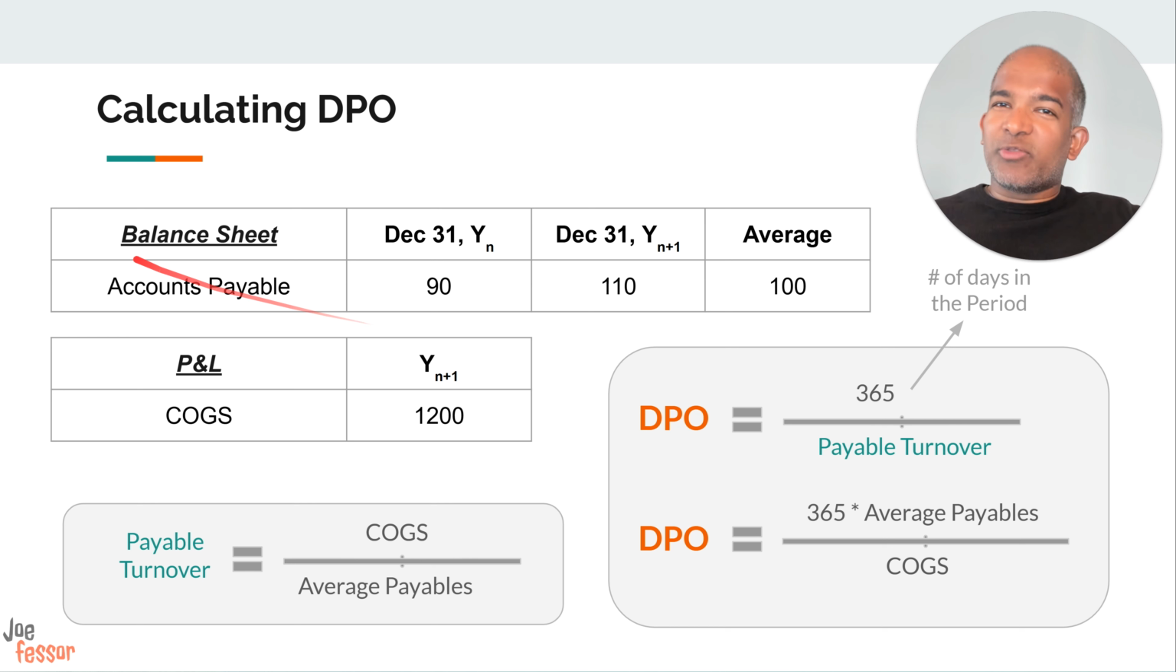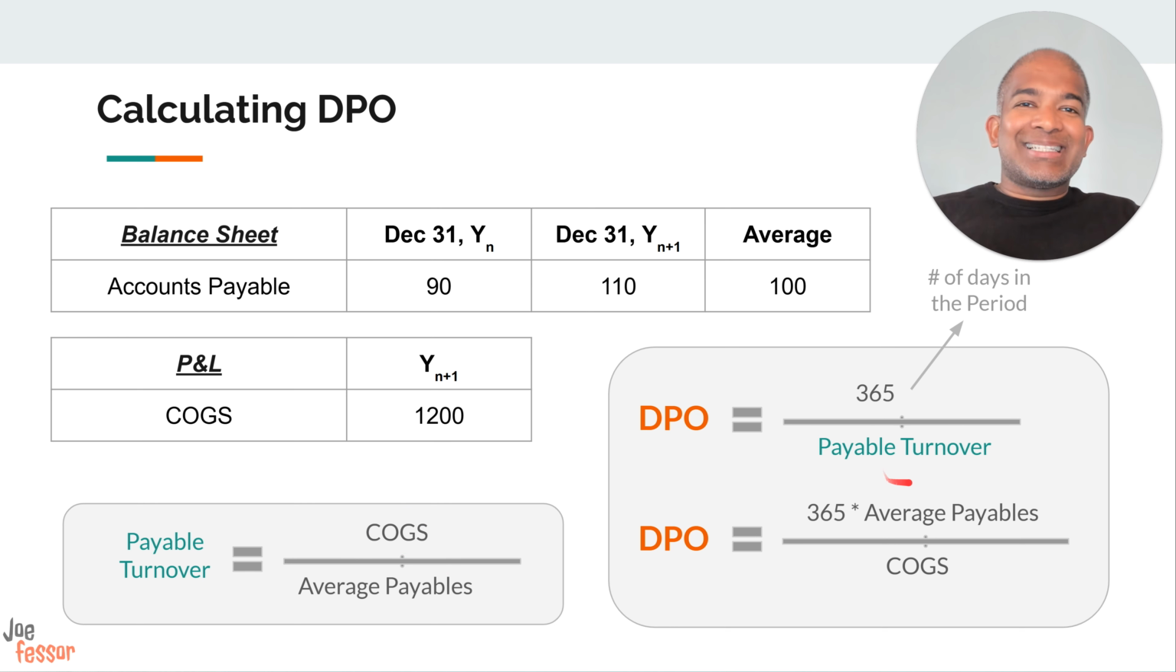Okay, here we see a snapshot of a company's financial data. From the balance sheet, we have the accounts payable at the end of the previous year, which is 90, okay, and at the end of the current year, which is 110. Okay, we calculate the average as 100, okay. From the P&L or profit and loss statement, okay, we get the cost of goods sold to be 1,200, okay. First, we can calculate the payable turnover. As we discussed, payable turnover is calculated by dividing COGS by average payables. In this case, 1,200 over 100 is 12.